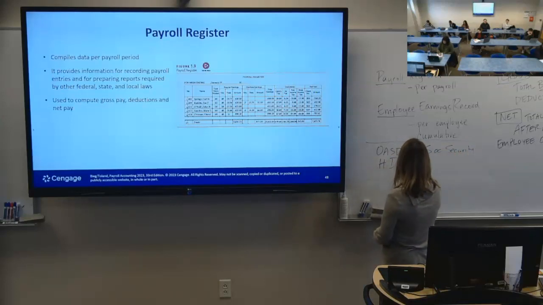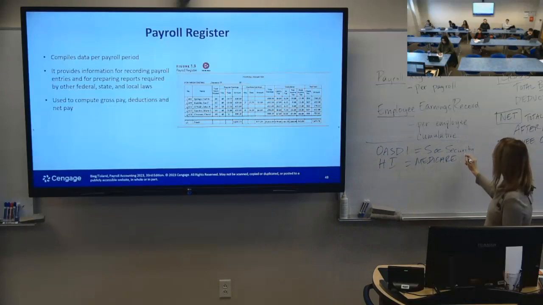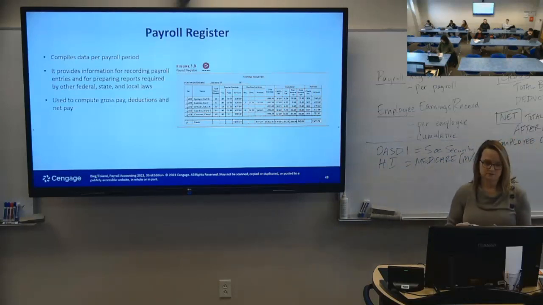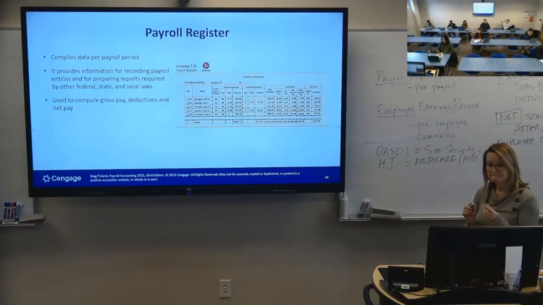HI is Medicare. I will often abbreviate Medicare, though, as MC. It just makes more sense to me. But HI, you can use that too. Do you have to remember that it's Medicare, or can you just remember that it's health insurance?